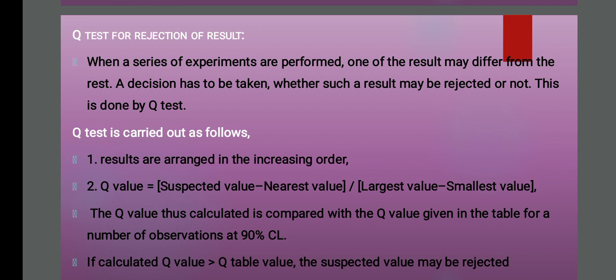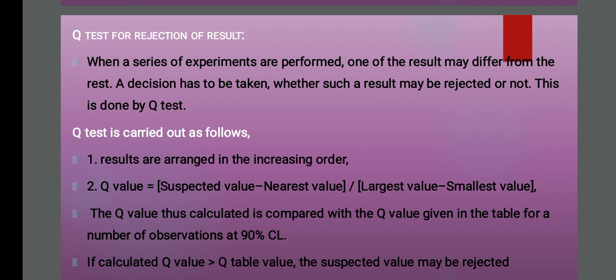So this is the formula for the Q value. I'll repeat. The Q value is nothing but the suspected value minus the nearest value divided by the largest value minus the smallest value. This is the formula you have to use, and the Q table is given here. Using the Q table you can compare the value, and if the calculated value is higher, the result has to be rejected.